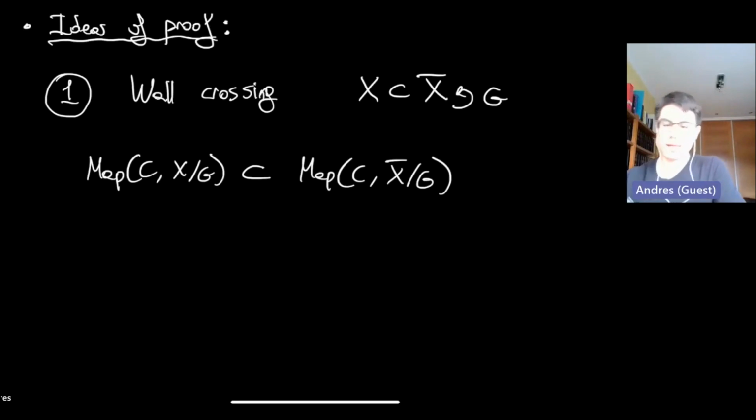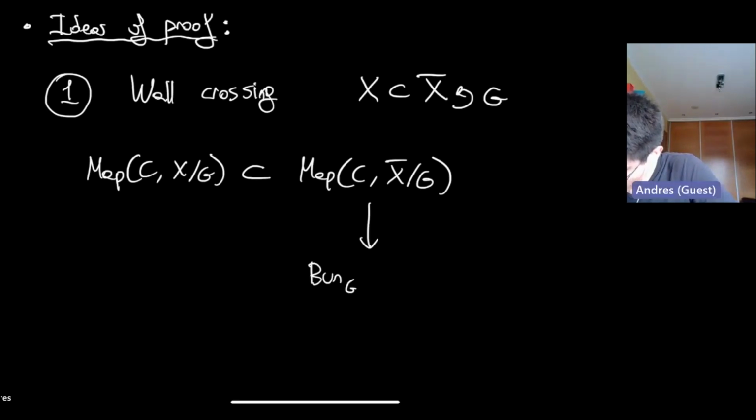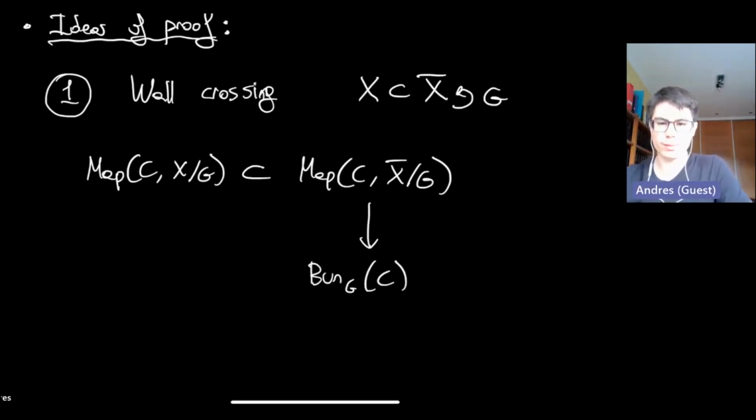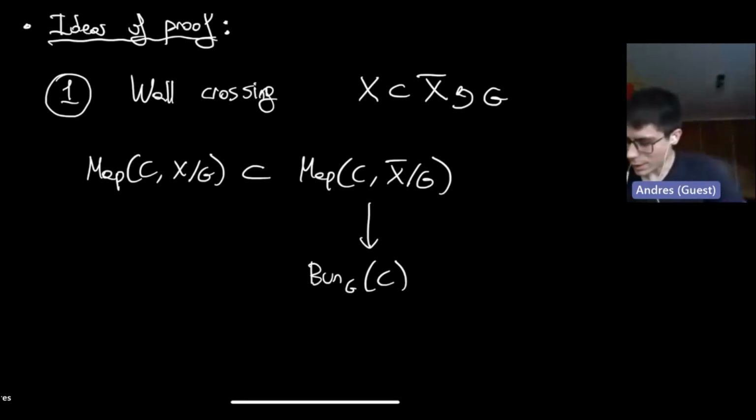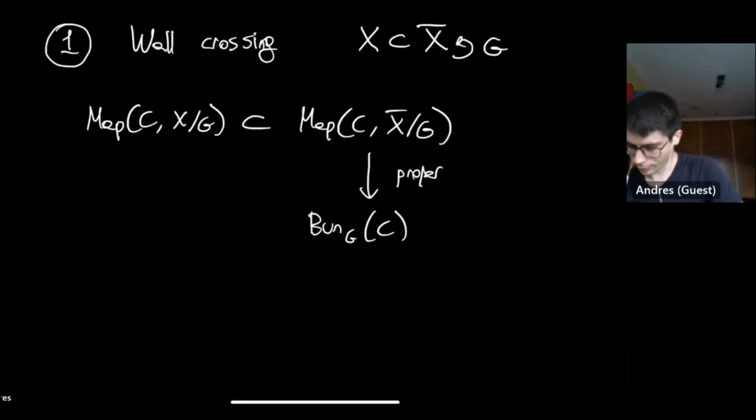And the main advantage of this is that this is proper over the moduli of maps into point mod G. So you have a morphism from X mod G into point mod G. This gives you, by functoriality, a morphism into the stack of G-bundles on C, and this is proper. The fibers are proper DM stacks.